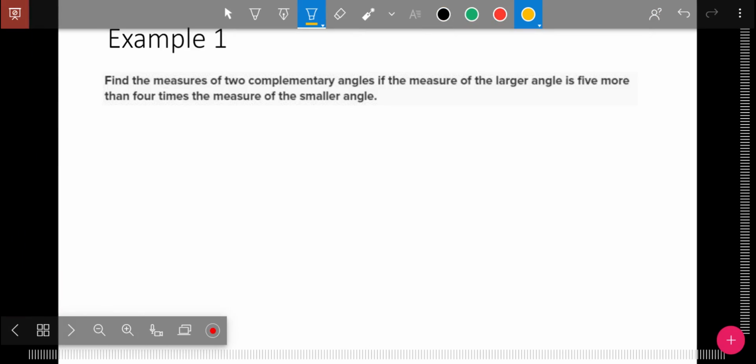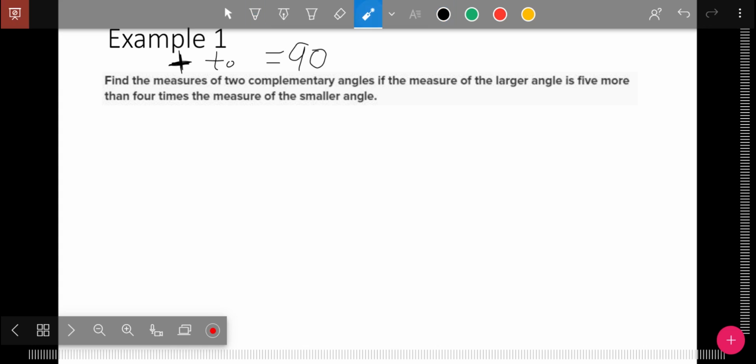And so our problems are going to be like this. First, let's read it, and then let's break it down into pieces. Find the measure of 2 complementary angles if the measure of the larger angle is 5 more than 4 times the measure of the smaller angle. So let's break that down. Find the measure of 2 complementary, that's a math word that we know, angles. And so we should know, hopefully, from this lesson that complementary means that they equal 90. Now, as 2 angles we're combining, hopefully you have realized that means that they're going to add to make 90.